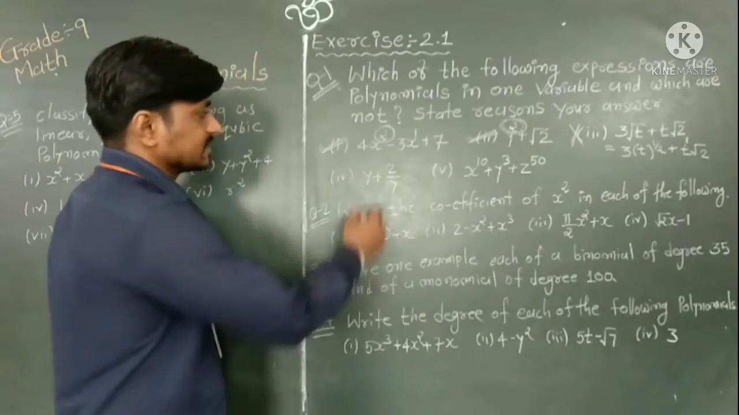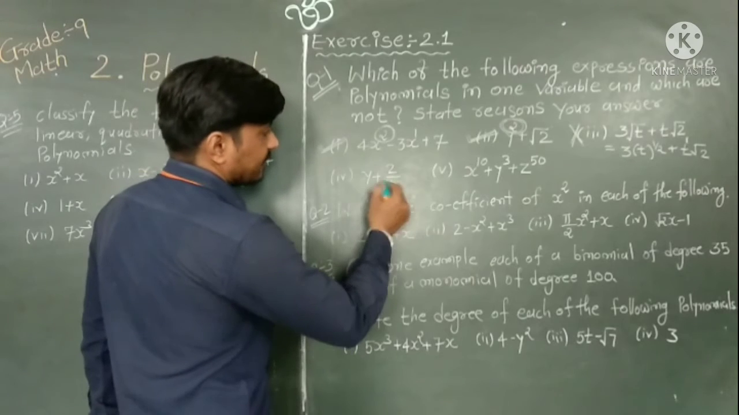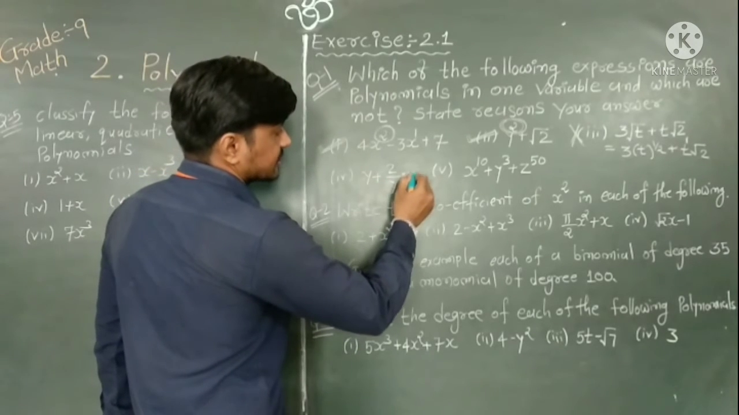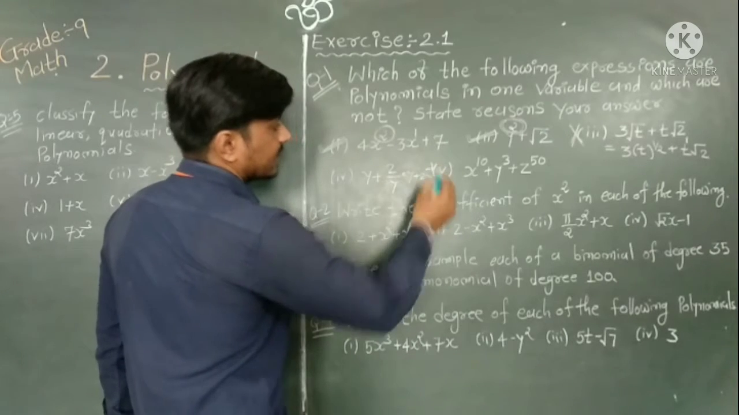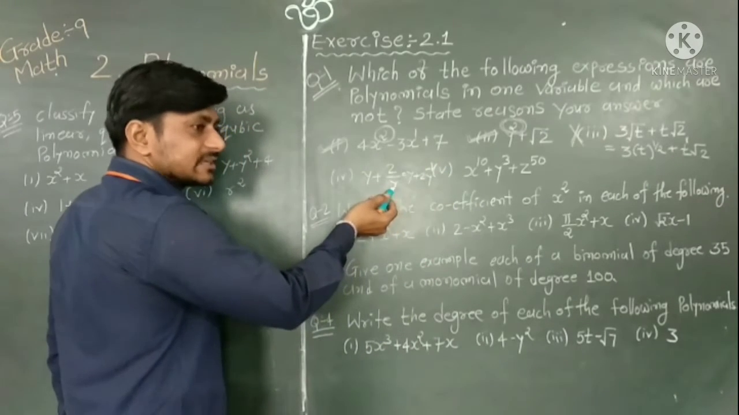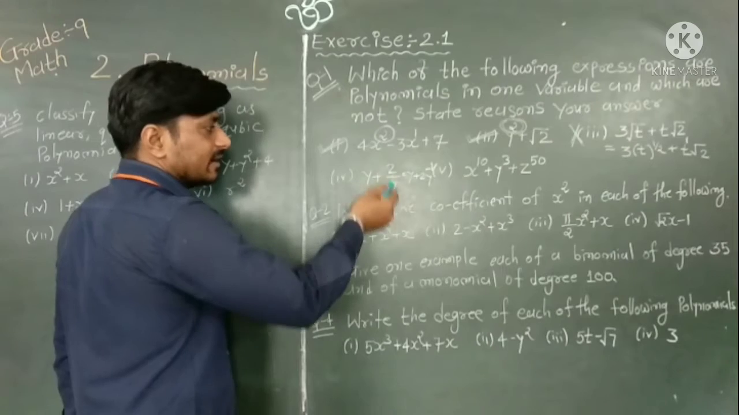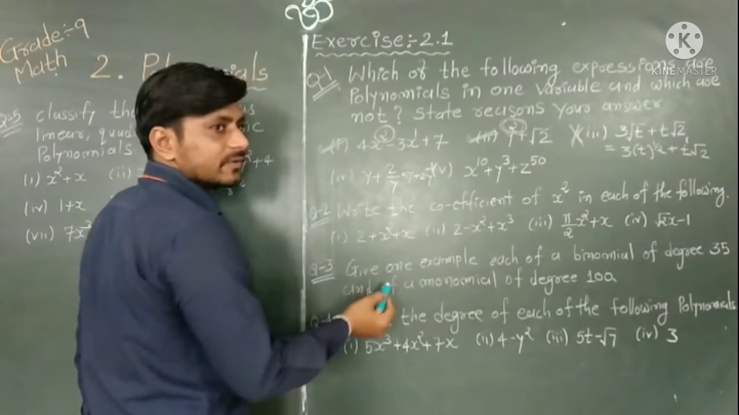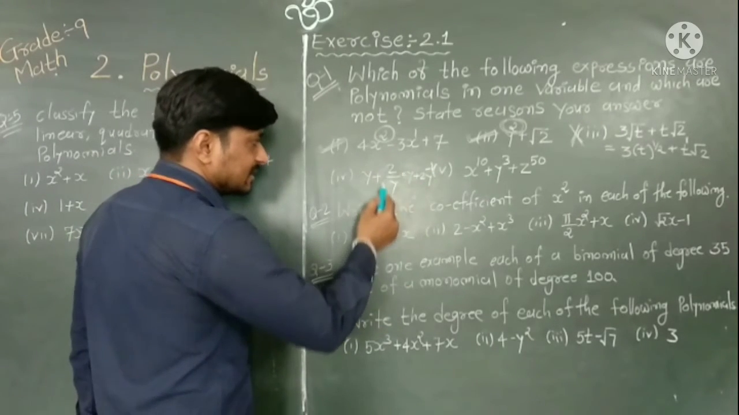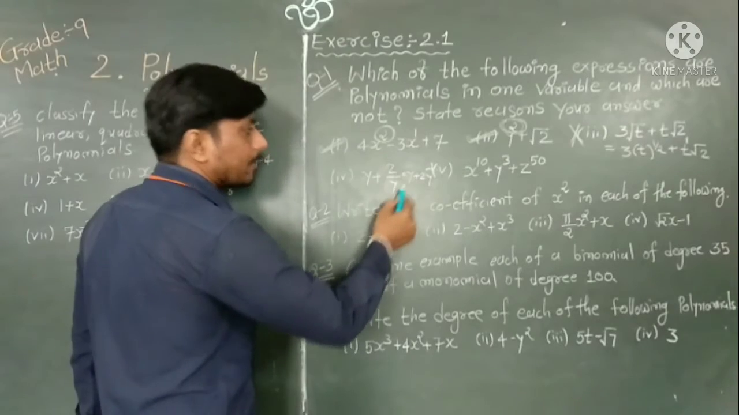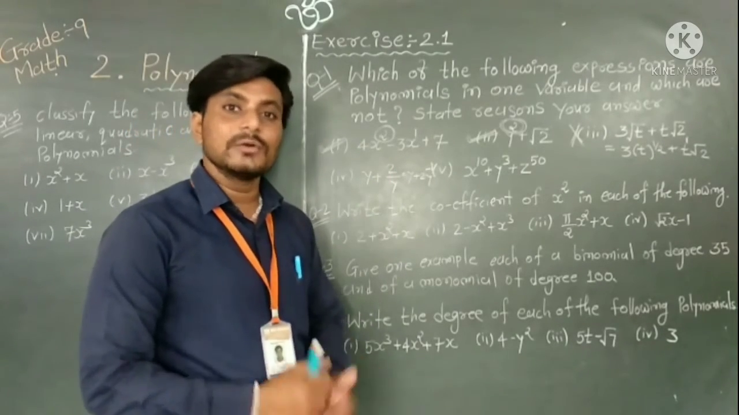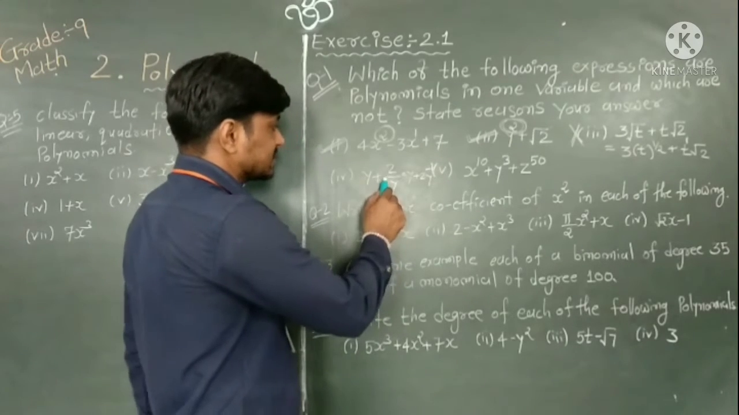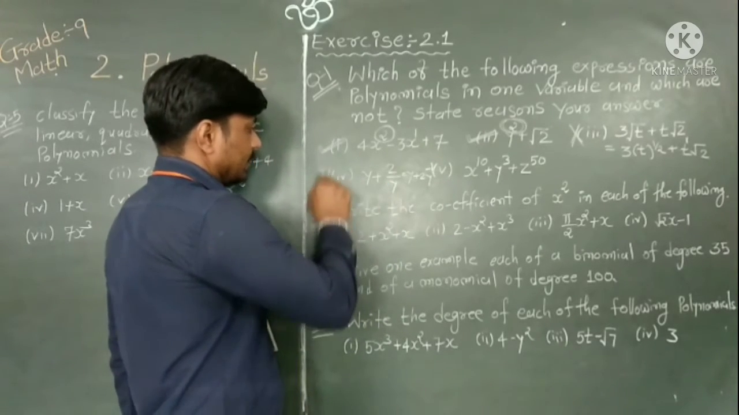Got it? Similarly, again one more step: y plus 2 into y raised to minus 1. If you convert this denominator into a numerator, it will be y raised to minus 1. That means ultimately this term has a negative power, and whole numbers do not include any negative number. That means this is not a polynomial.